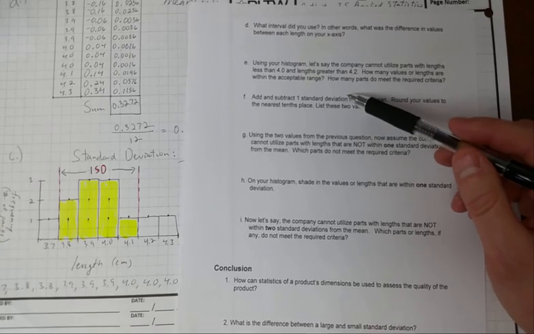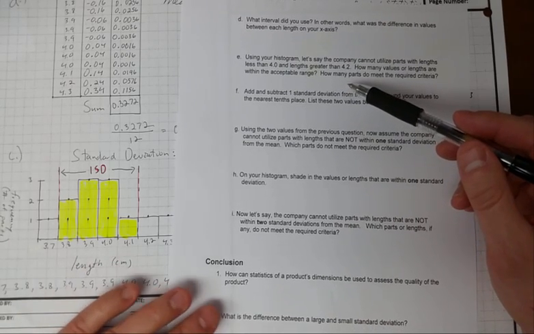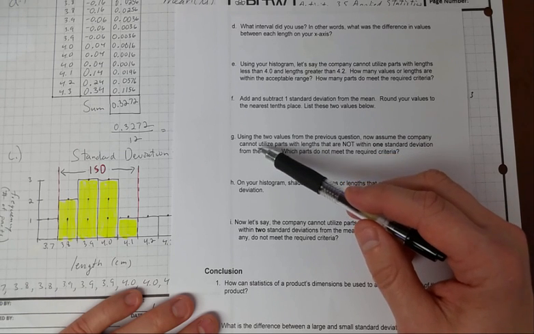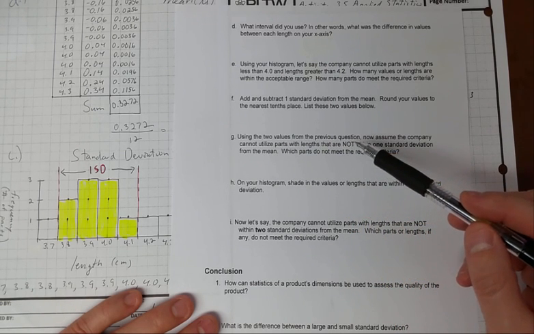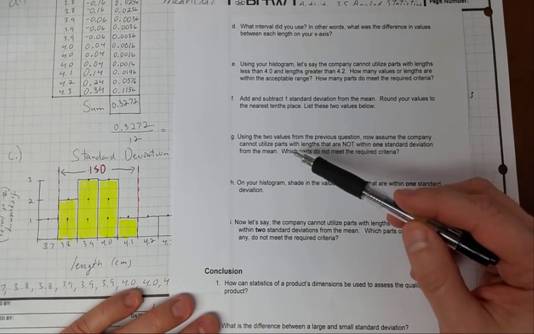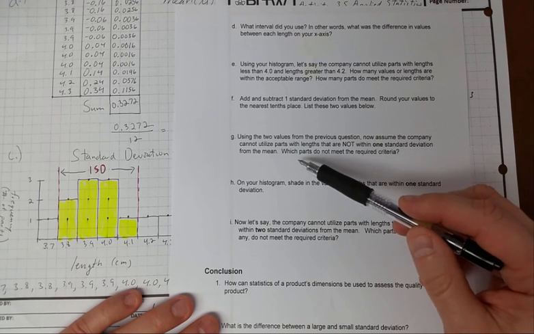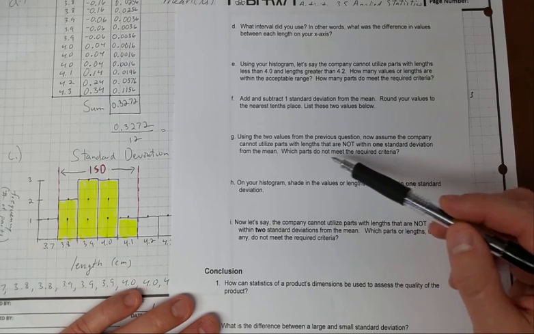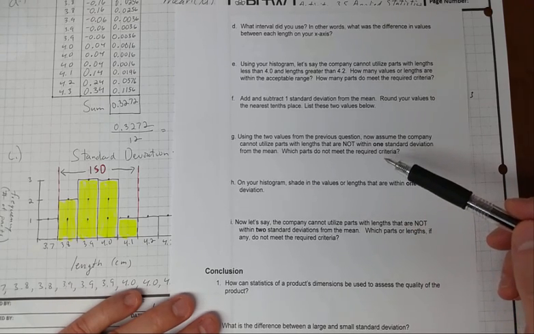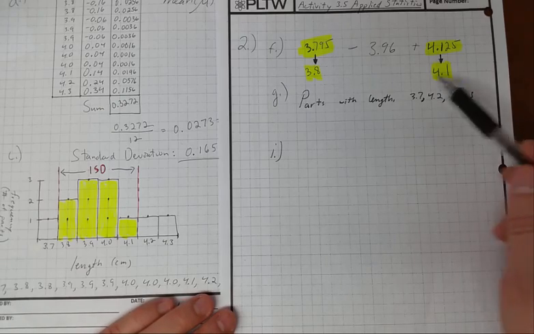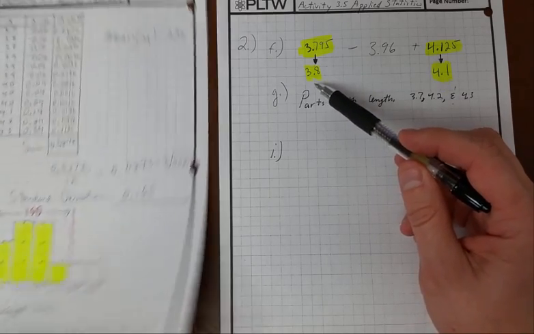Now, it says here, using the two values from the previous question, assume the company cannot utilize parts with lengths that are not within one standard deviation from the mean. Which parts do not meet the required criteria? So 4.1 for me and 3.8. Now I've got to look in here.